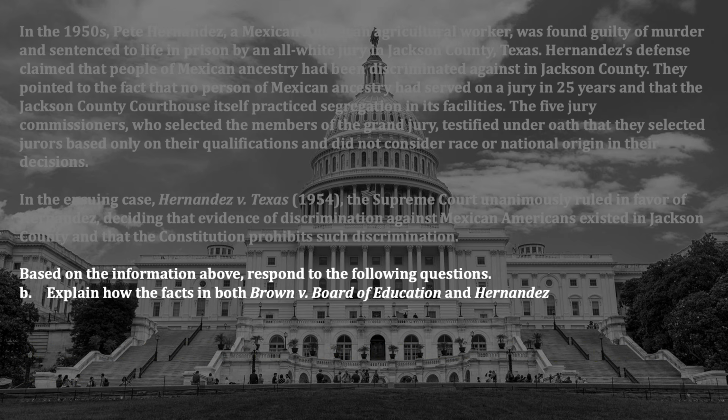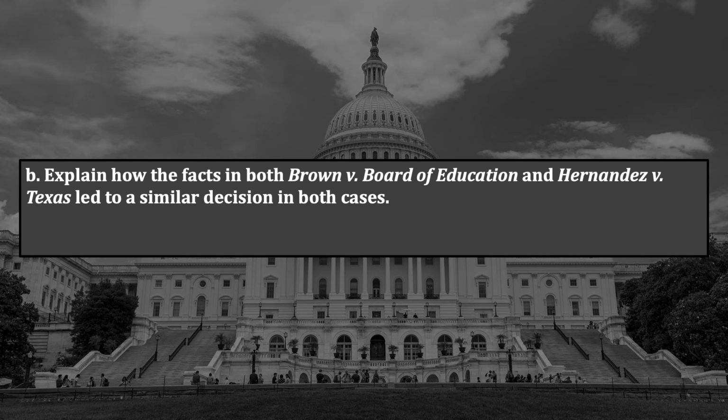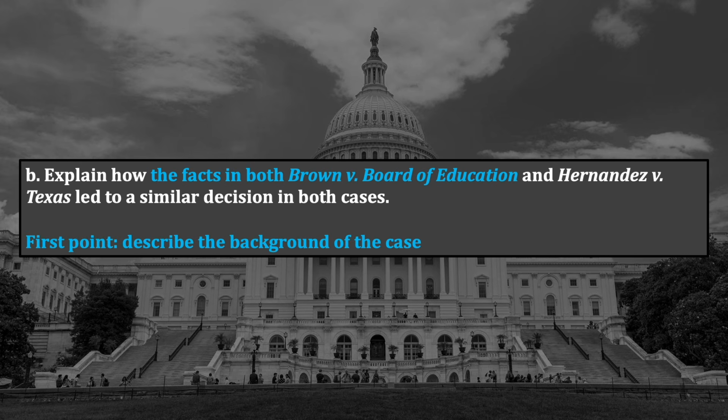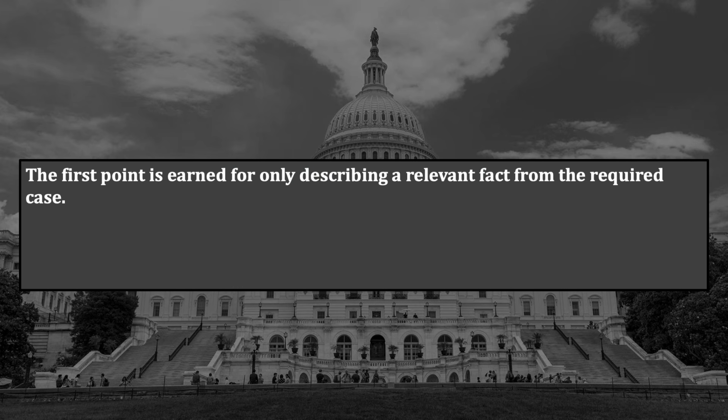Now, Part B looks a little trickier, but really it isn't too bad either. It says, explain how the facts in both Brown versus Board and Hernandez versus Texas led to a similar decision in both cases. What makes Part B different than all the other FRQ parts is that you can actually earn 2 points in Part B. The first point is for explaining the facts in Brown versus Board. Now, make sure you know what that means. The facts of the case refers to the background story of the case, not the holding or the result or the constitutional clause. So to earn this point, you have to describe the background of that case.